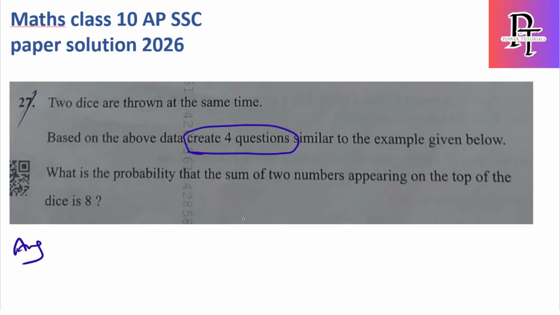What is the probability that the sum of 2 numbers appearing on the top of the dice is 8? So P of sum is equal to 8 we need to find. So for this, let's get the winning cases.